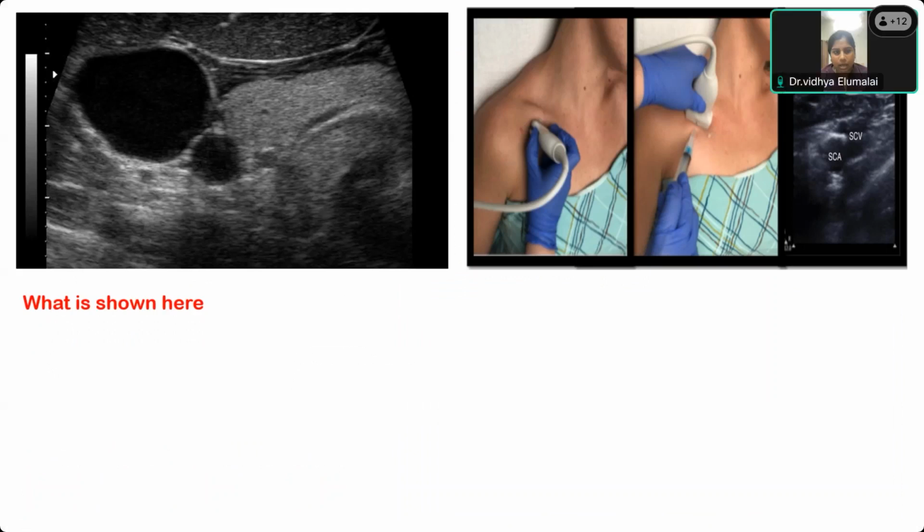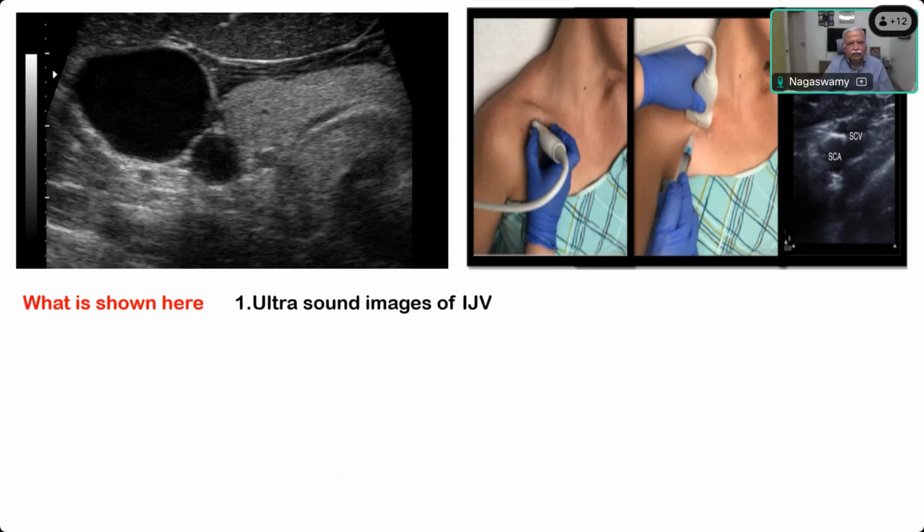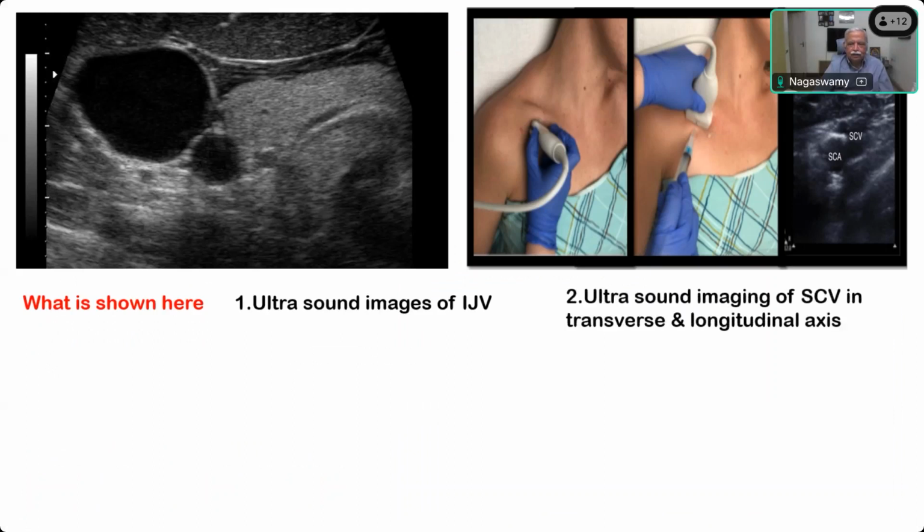The large one will be the vein. Which vein? Subclavian vein, sir. The subclavian vein is so huge. The first one looks like the internal jugular: an ultrasound image of the internal jugular vein and the carotid artery. The second one is ultrasound imaging done with the probe of the subclavian vein in transverse and longitudinal axis. So these are the two pictures.